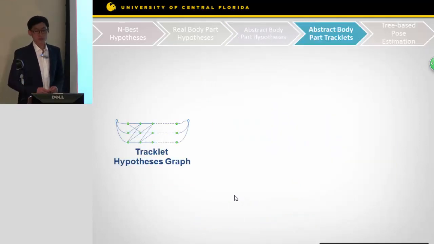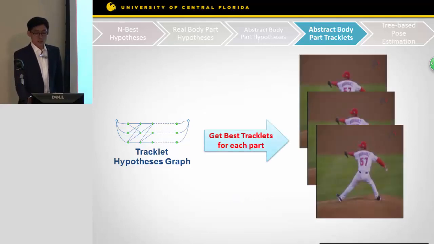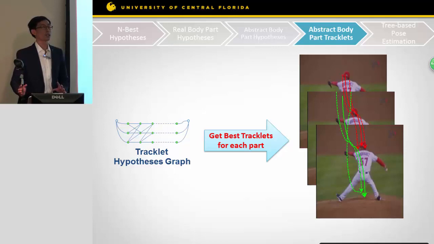And then we want to track these body parts throughout the video frames using this tracklet hypothesis graph. And after this stage, we will have the tracklets for different body parts. For example, the red tracklets are for the head, and we have the green tracklets for the feet.